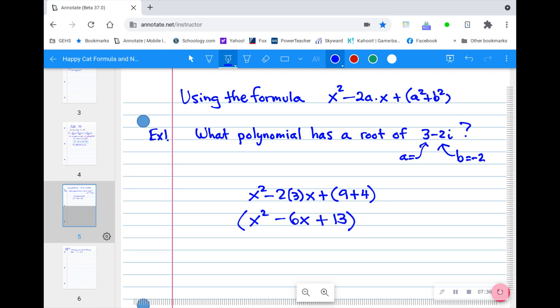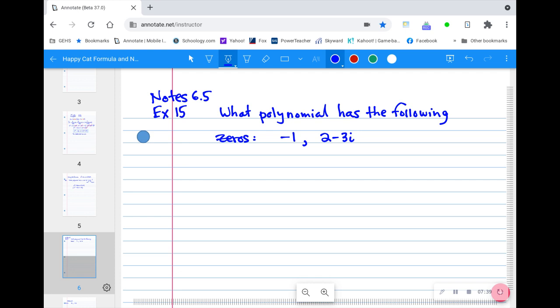Okay, so I'm going to do another example, but this time it's directly from the notes. This is problem 15 on page 6 of the 6.5 notes. Didn't get to it in class, so here we go. So you're going to set up 3 separate parentheses, all starting the same way. Then you're going to stick these answers in. The first one is negative 1. The second one is 2 minus 3i. And the third one is its conjugate, which is 2 plus 3i.